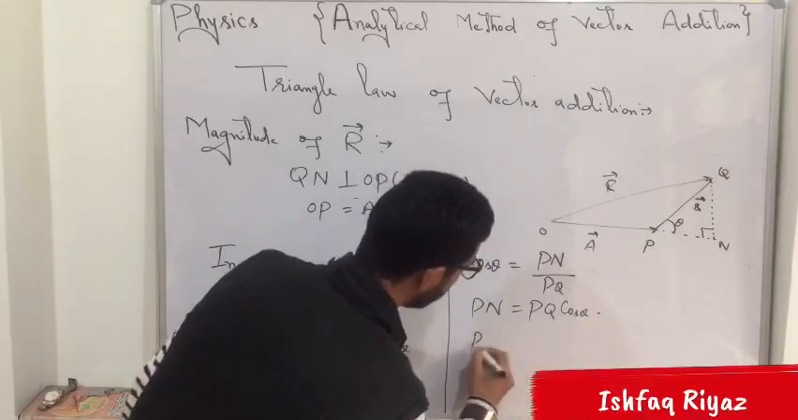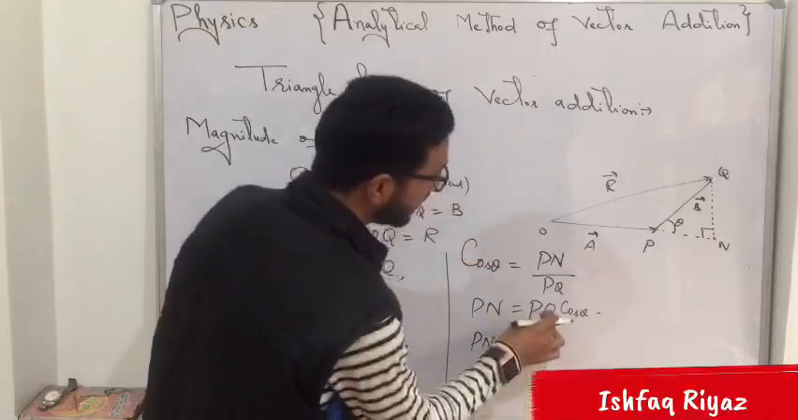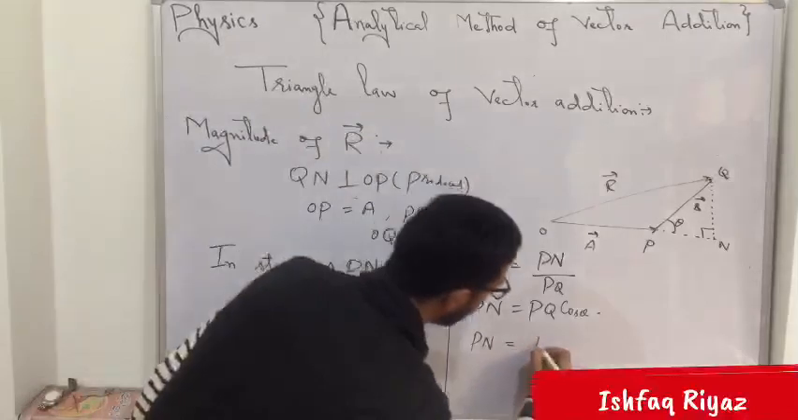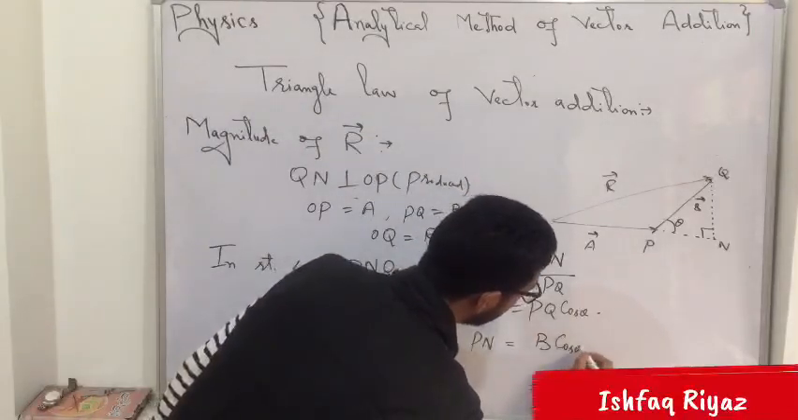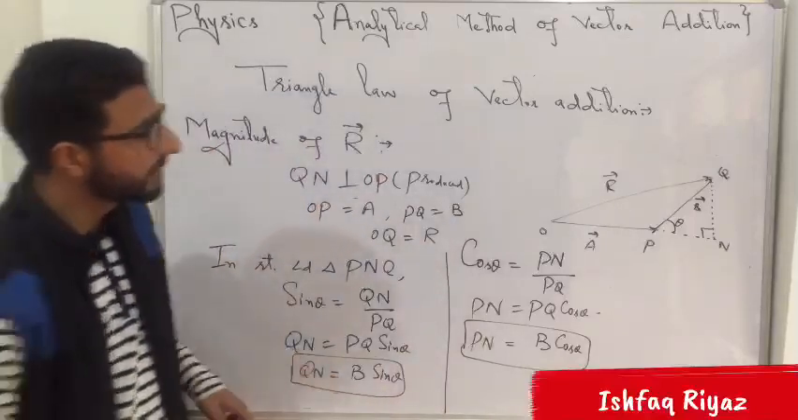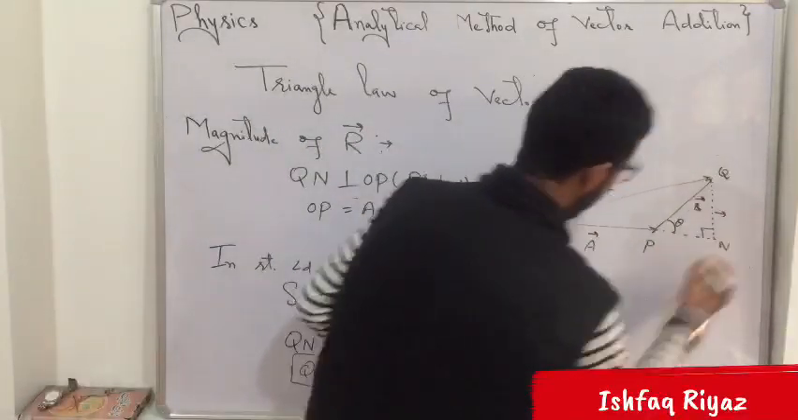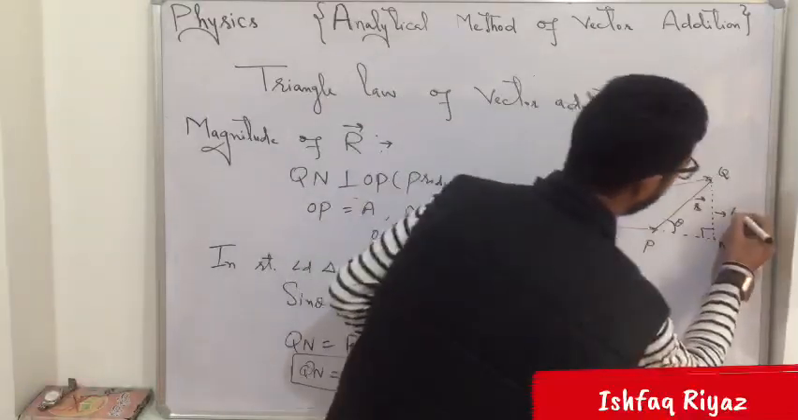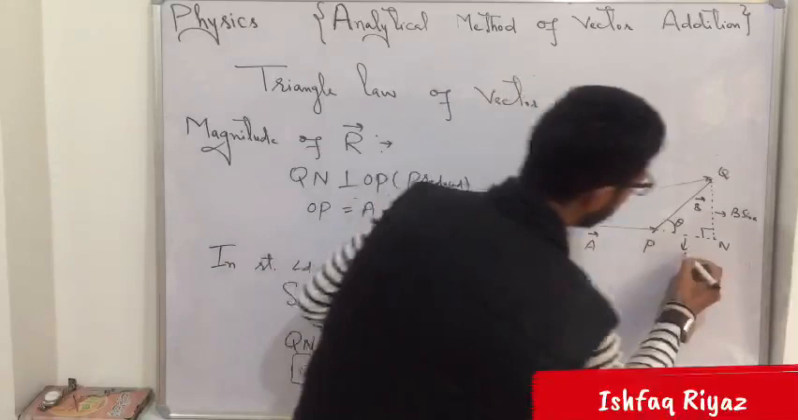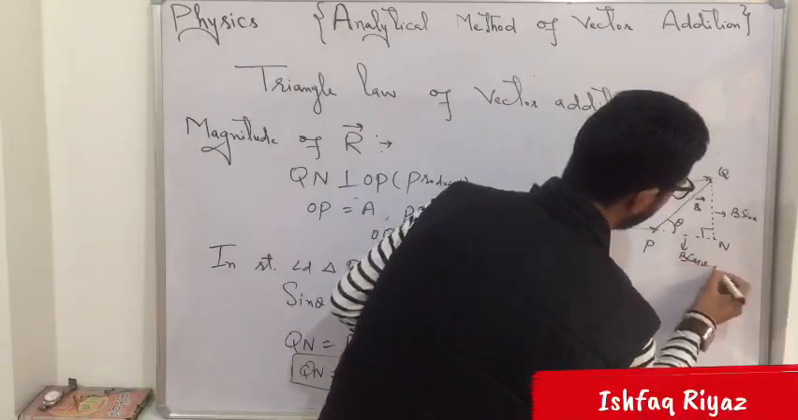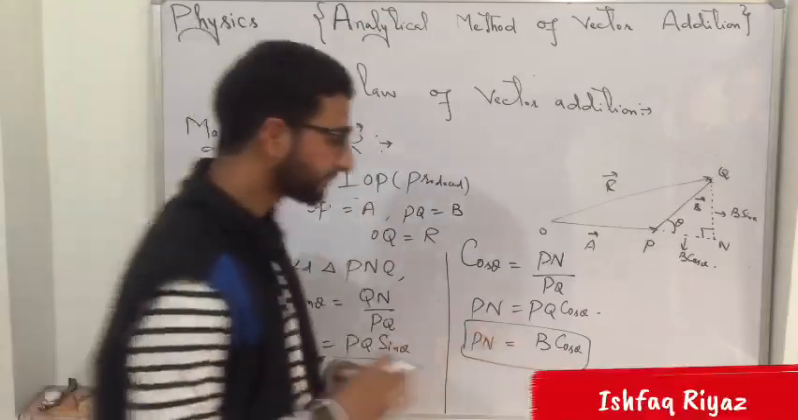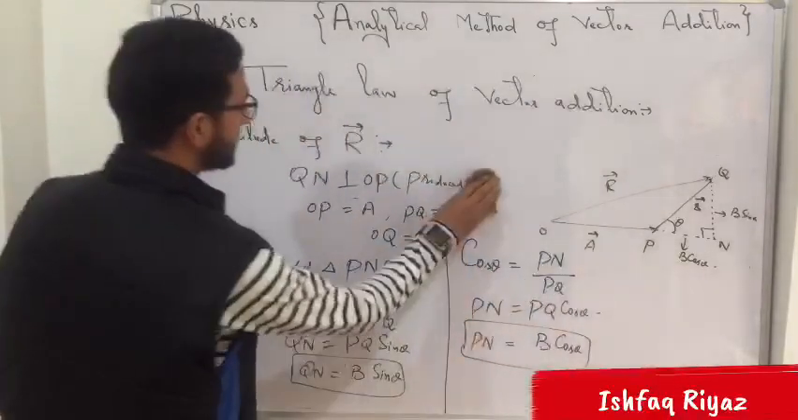So I will write PN is equal to PQ. जरा बता PQ के बदले क्या लिखूंगा? Magnitude of B. So this is equal to B cos theta. ठीक है ना? So QN, I mean this very side, is equal to B sin theta. So this is B sin theta, and this PN is equal to B cos theta. Remember these two results.